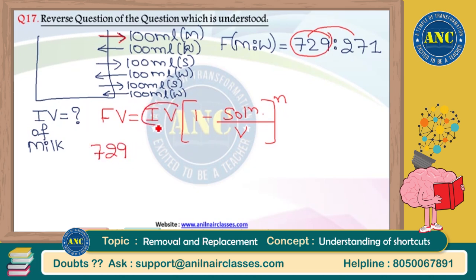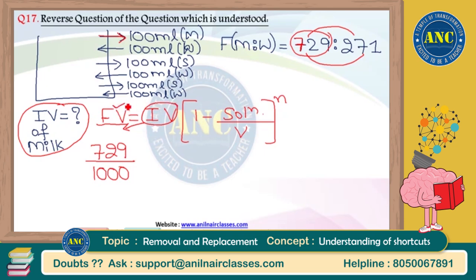Now, this initial volume on the right hand side, I will shift it to the left hand side. It comes to the denominator on the left hand side. Final divided by initial it becomes. So according to ratio, final volume is 729. According to ratio, initial volume is 729 plus 271. So it is 1000. According to ratio, it is 1000. But according to the question, it is a multiple of 1000. It can be 1000 itself or any other value. So I don't know as of now. Let us check it out.